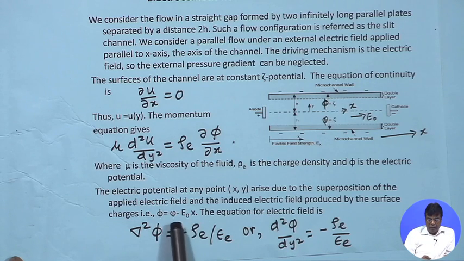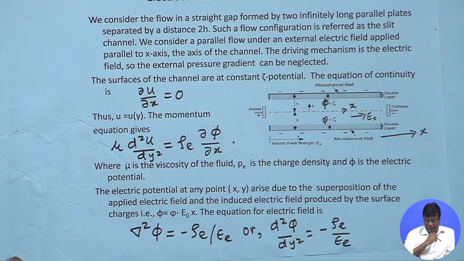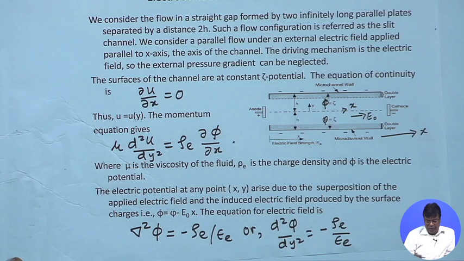So, this part, the electric field which is induced by the wall charges, is now to be solved. The electric field at any point satisfies the Poisson equation. This is not the Boltzmann equation; we have not so far come to the Boltzmann equation. It is not the Poisson-Boltzmann equation, it is simply the Poisson equation.